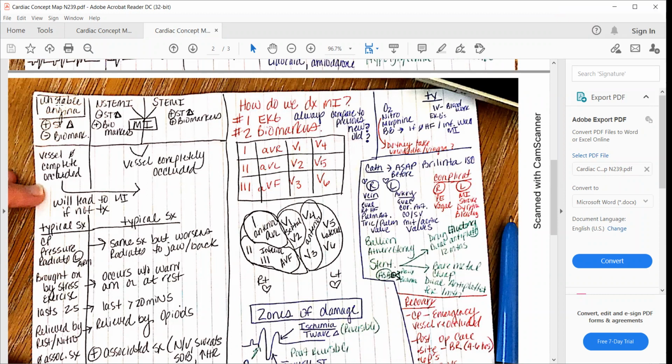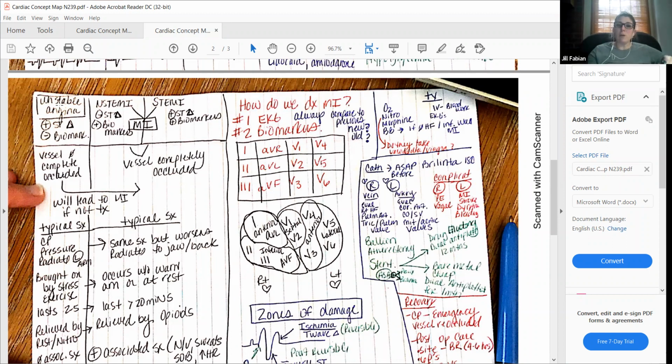Okay, so let's go back to diagnosing, right? So how do we diagnose an MI? We already told you, you had to have your biomarkers and you had to have your EKG. So do you need to know the EKG and the parts? Yes, you do. Okay, so if we look here, so this is lead 1, 2, and 3, AVR, AVL, AVF, V1, V2, V3, V4, V5, V6.